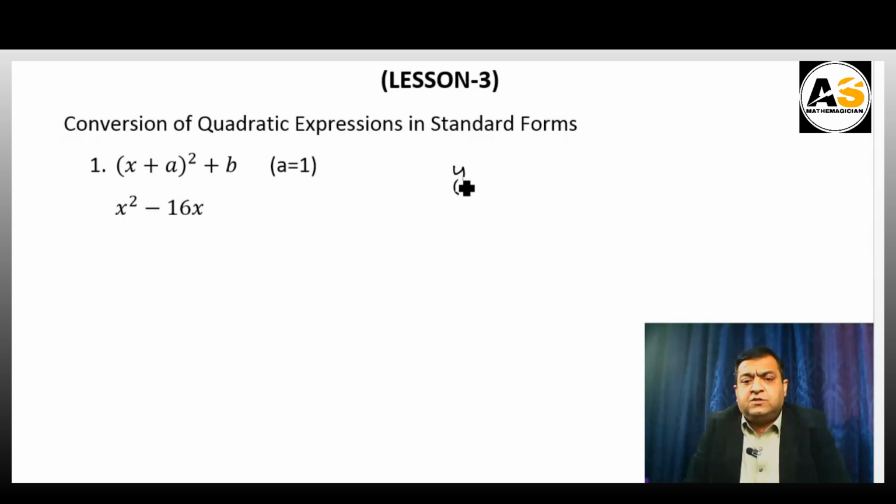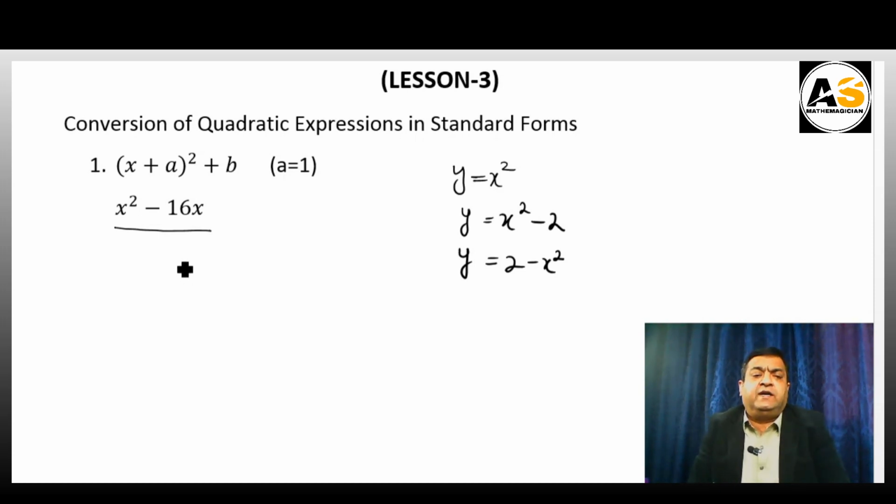Y is equal to x square. You can easily say its minimum value is 0 at x is equal to 0. Y is equal to x square minus 2. You can see its minimum value is minus 2 at x is equal to 0. Y is equal to 2 minus x square. You can see its maximum value is 2 at x is equal to 0. Now we are going to learn how to get the minimum value, maximum value or vertex of a quadratic expression.